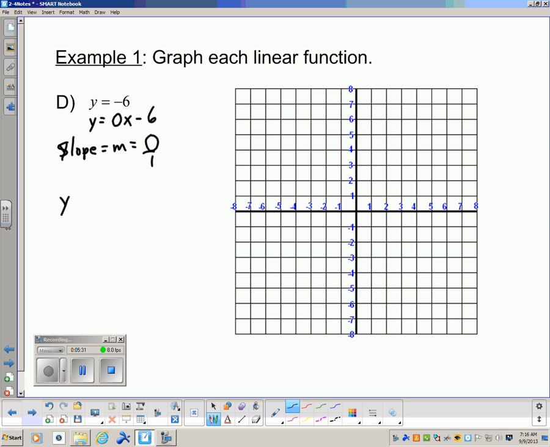And then my y-intercept is b, which is -6. So again, I'm going to start at -6. And then I have a slope of 0. So I'm not going to rise anything, but I can run 1. Not going to rise, going to run. So notice I just end up with a horizontal line. Whenever you have y equals a value, you'll always get a horizontal line through whatever your y-intercept is. In this case, it's -6.